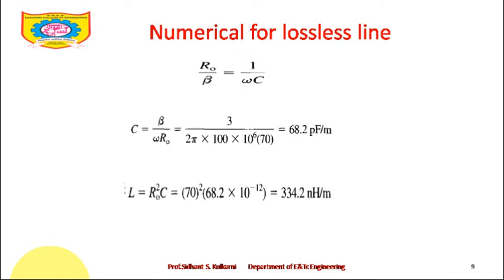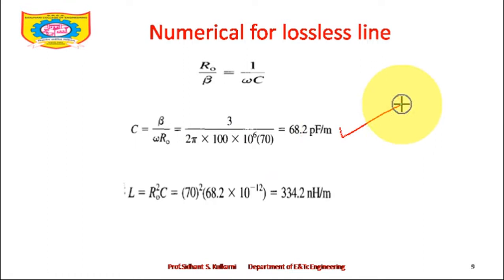So let's solve this. R naught upon beta, I have divided this equation, I will get this in terms of 1 upon omega C. R naught I know, beta I know, so C will become equal to what? C will become equal to beta divided by omega R naught. See, this omega will come to the denominator while calculation of this C. So beta divided by omega R naught, put that value.